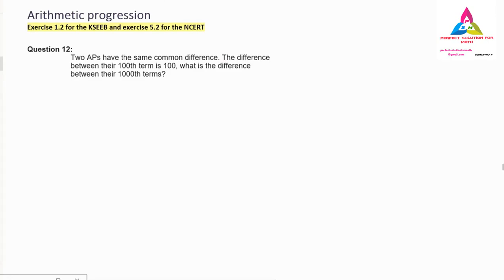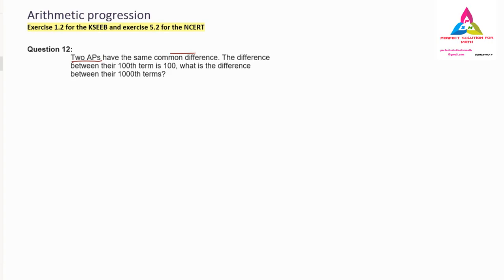Coming to the 12th question. Here the question is: two APs have the same common difference. Read the question correctly. The difference between their 100th terms is 100. What is the difference between the 1000th terms? So here they have asked us to find the difference between the 1000th terms.